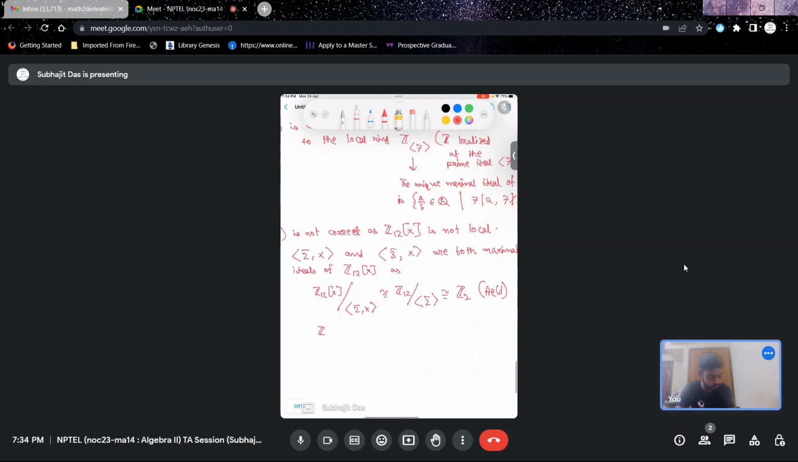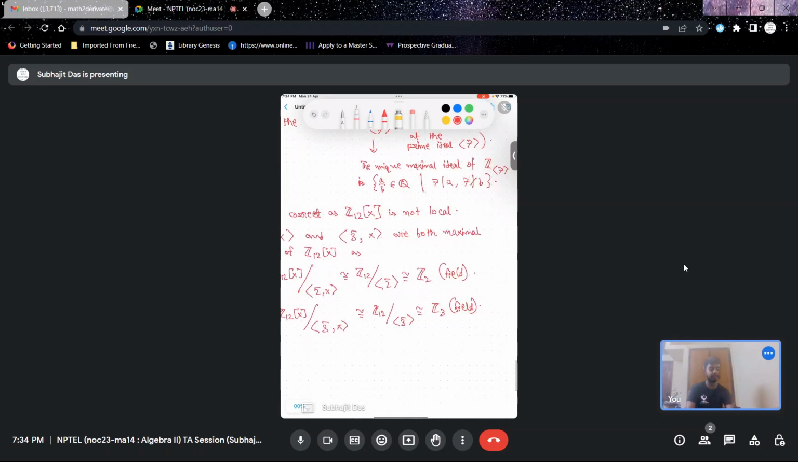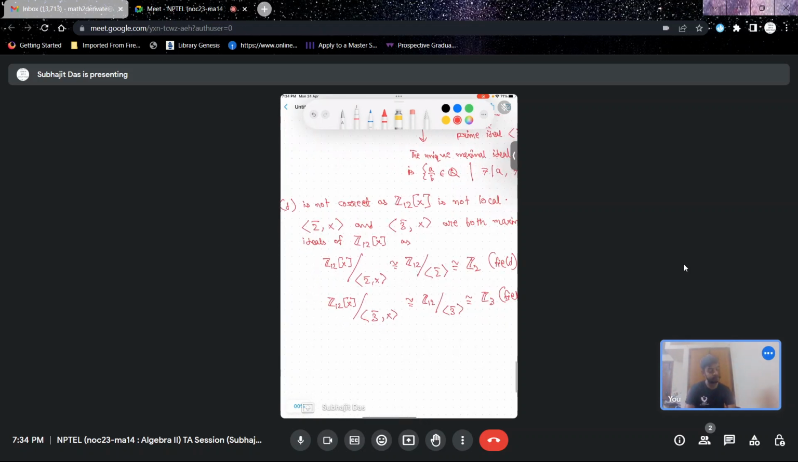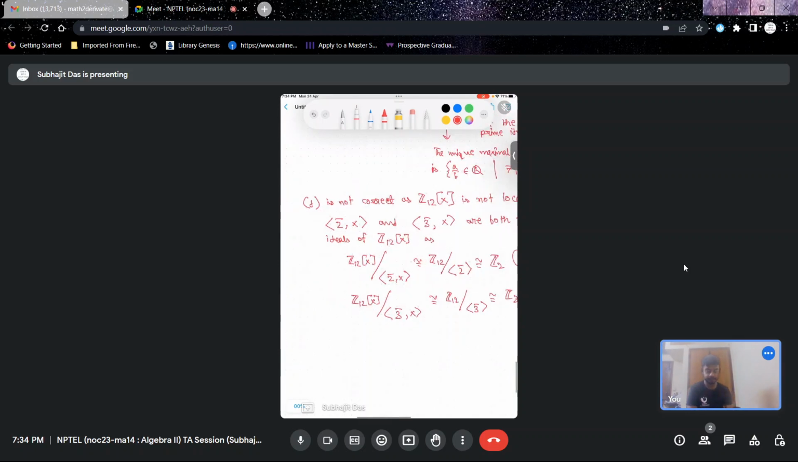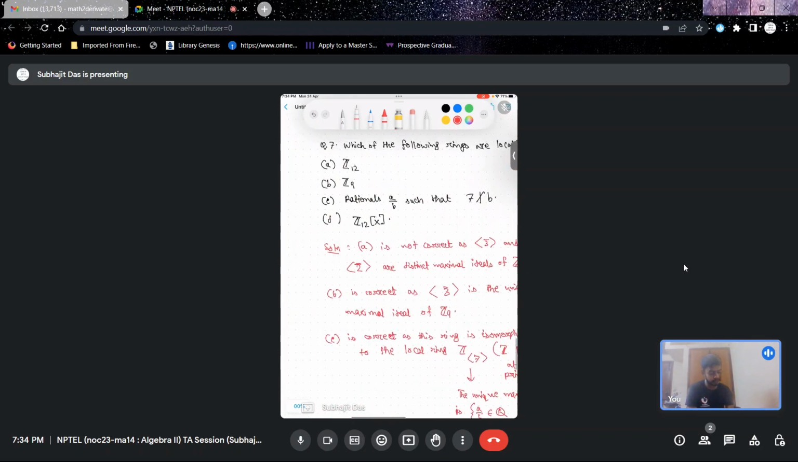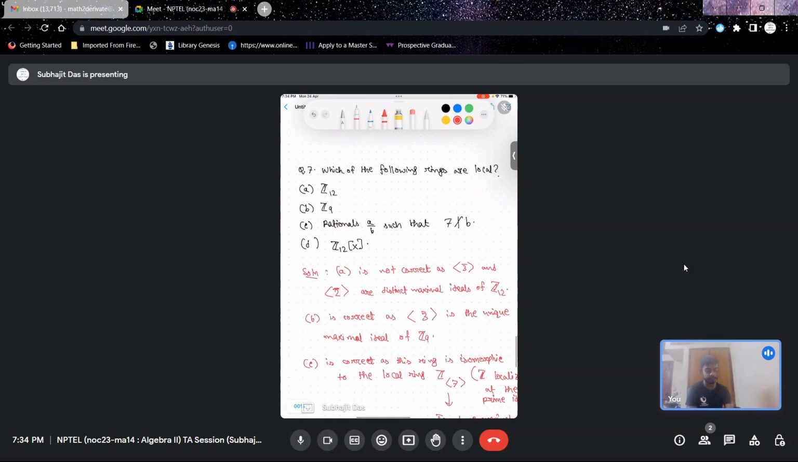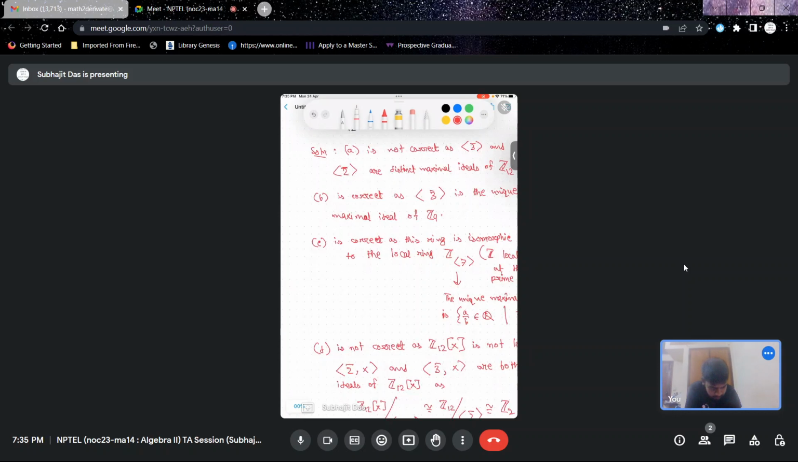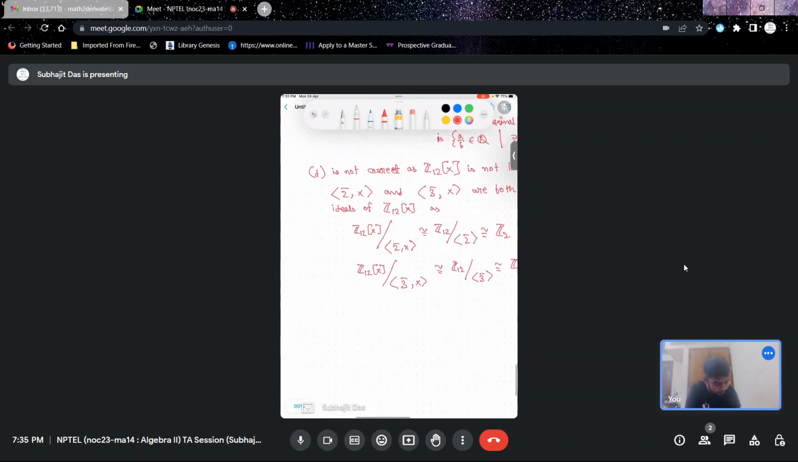and Z12[x] modded out by the ideal generated by 3, x is isomorphic to Z12 modded out by the ideal generated by 3, which is isomorphic to Z3, which is again a field, right? So yeah, that's it. So option A is not correct, option D is not correct, only options B and C are correct. Okay, so let us move on to the next problem.